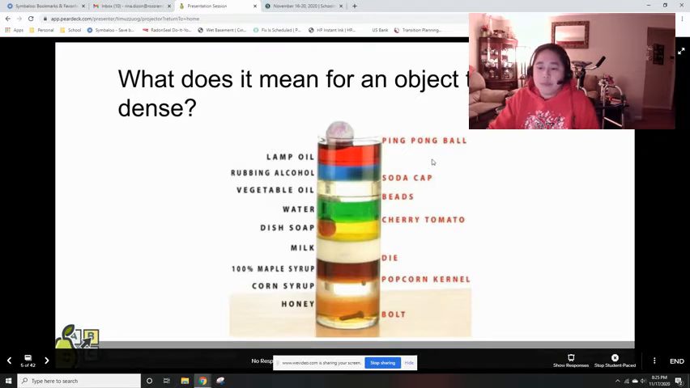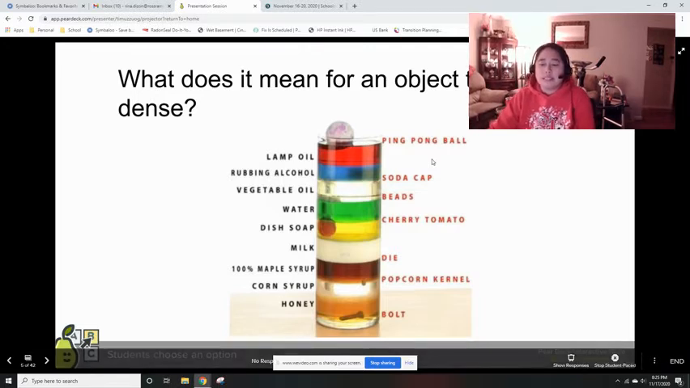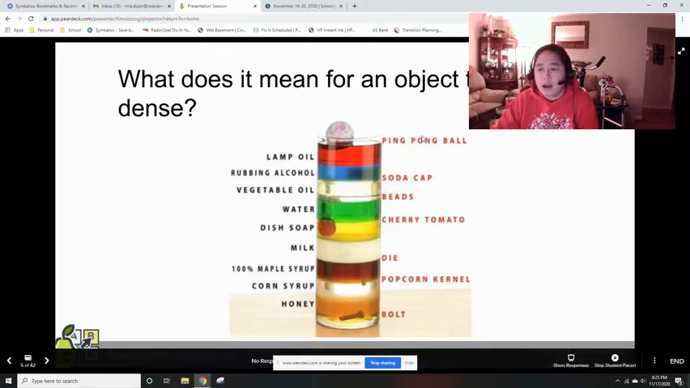So here's an example. We call this a density column. The reason why it's called a density column is the items that are more dense, meaning they have more matter per unit of volume, are located toward the bottom. So for instance, this bolt is the most dense out of all of these liquids and all of these solids. And you can actually make one of these. This is truly makeable. It will turn out exactly the same way.